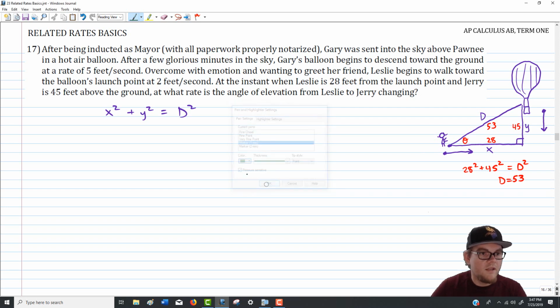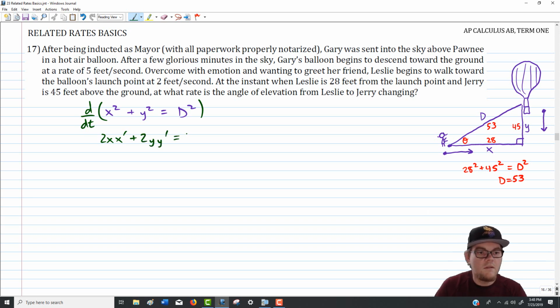So at this point, we're ready to differentiate. And again, we're going to do it with respect to t as always, since that way we can tell how fast things are changing over time. Our derivative is 2x x prime plus 2y y prime, or dy/dt I should say, equals 2 big D times d prime. And once again, the 2's divide away, so we're just left with x x prime plus y y prime equals d d prime.